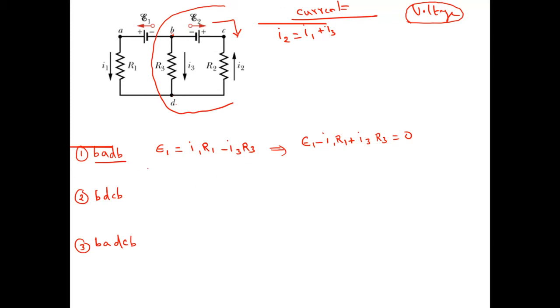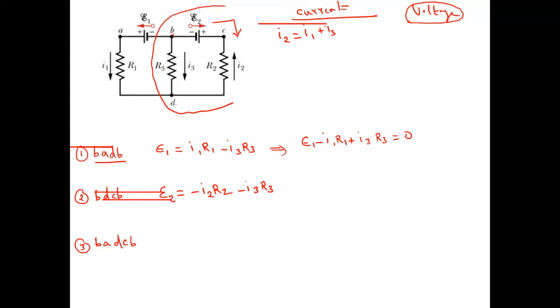Okay. Now I have to separate the battery. What is our battery here? E2. Am I right? E2 is equal to, my dear, this is the main current, but what is the direction? Minus I2 R2, and this is also minus I3 R3. Clear?